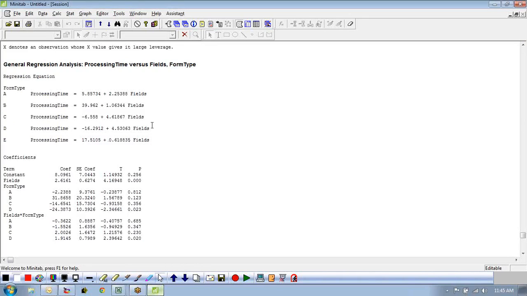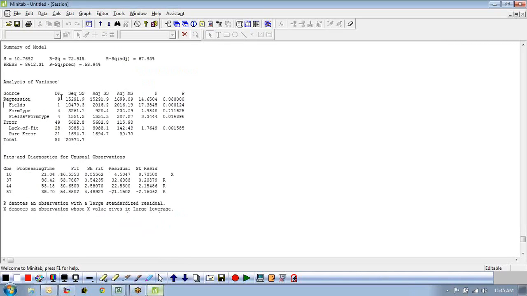And you can see that some of them are more similar than others. Like these two, for example, C and D are very close to each other, whereas some of the others differ. E and B are pretty close to each other. But it fits them all separately. What did we lose to do that? Well, we lost some degrees of freedom now. You see that there's nine there. One is taken up by fields, one is taken up by form, and four are taken up by the interaction between fields and form. However, we do see that that interaction is a significant one, which is kind of interesting.